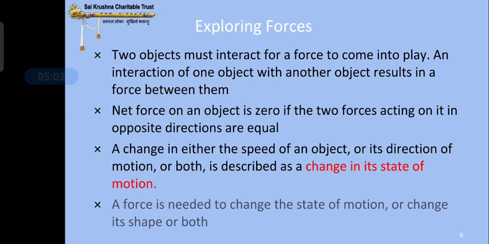Right? So what do you understand by the second point? Net force on an object is 0 if the two forces acting on it in opposite directions are equal. Example, when you try to push a table, imagine two persons standing in opposite directions and applying the same force in opposite directions. Then what happens? The net force that is acting on that table is 0. Hence the object will not move. Hence the table will not move.